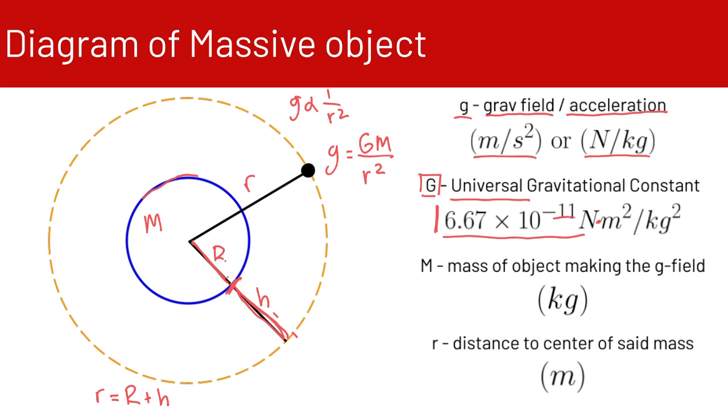So if you move this decimal place over 11 places to the left, you'll have the size of this number. So this is 10 zeros in front of this 6. That's how small this number is. Capital M, big M, is the mass of the object making the gravitational field, and the units for that are in kilograms. And then R is the distance to the center of the mass, and that is in meters.